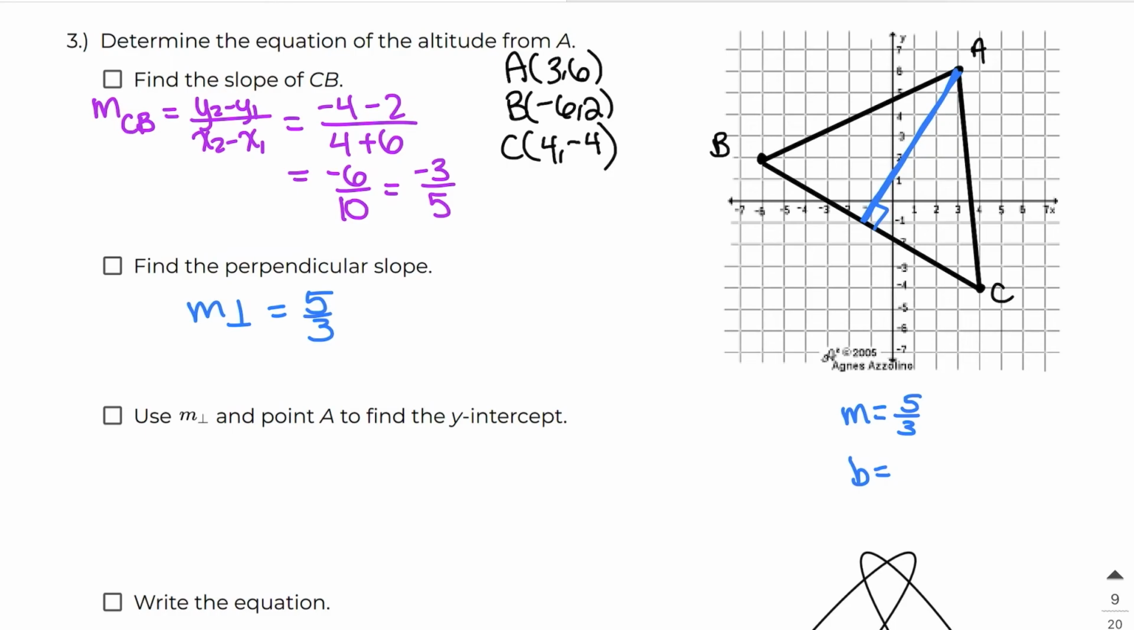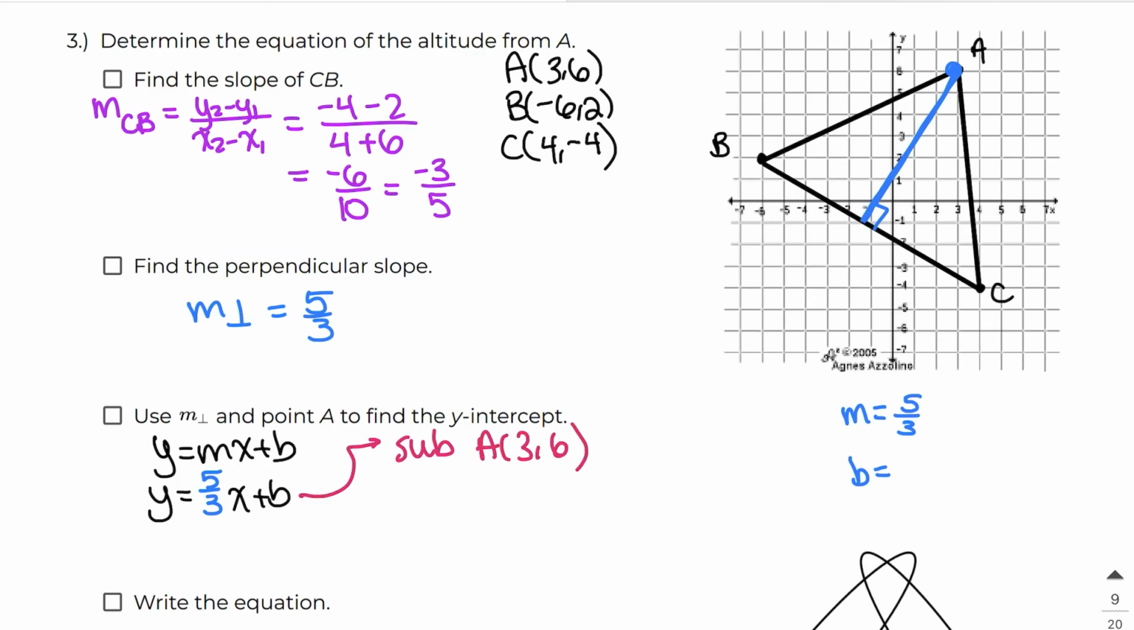So now I need to find the b. The b is unknown. So to be able to do that, I need to use this point right here because I know it's going to go through the point A. It's going to go through that vertex to find the y-intercept. So here I know that y equals mx plus b, and I know that m is 5 over 3. So now I'm going to substitute in the point A, (3, 6), because again, we want it to go through that vertex, into this equation, y equals mx plus b. So instead of y, I'm going to replace it with a 6. Instead of x, I'm going to replace it with a 3. And now I'm just going to solve.